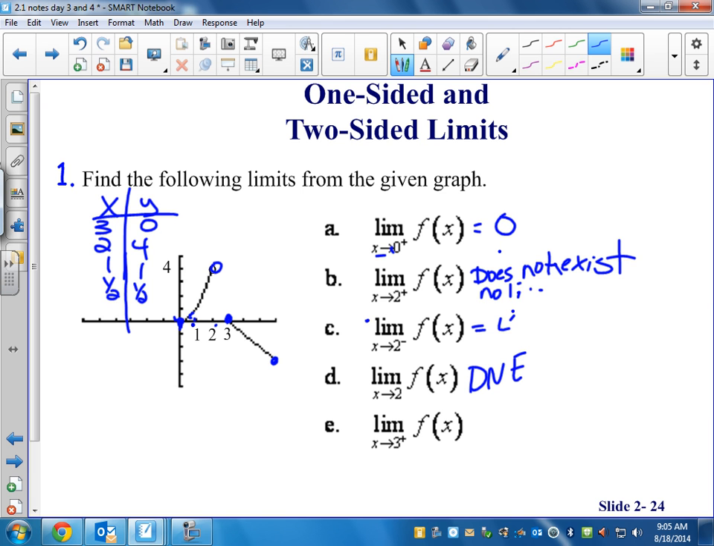So what about E? Don't yell it out, but think about it for a minute. If I want to know the limit as x approaches 3 from the right, that means go to the right of 3, or go bigger than 3, and see if you were getting closer and closer, what's happening to the y value there as x is approaching 3. I would say 0, because as I get closer and closer, well, we thought about it.